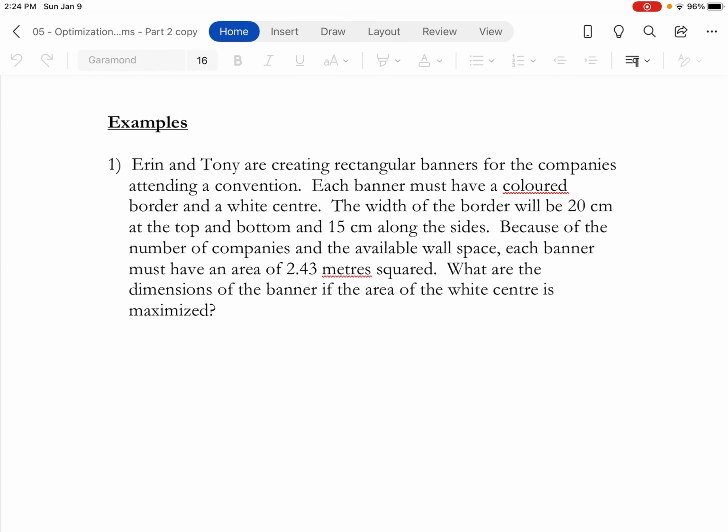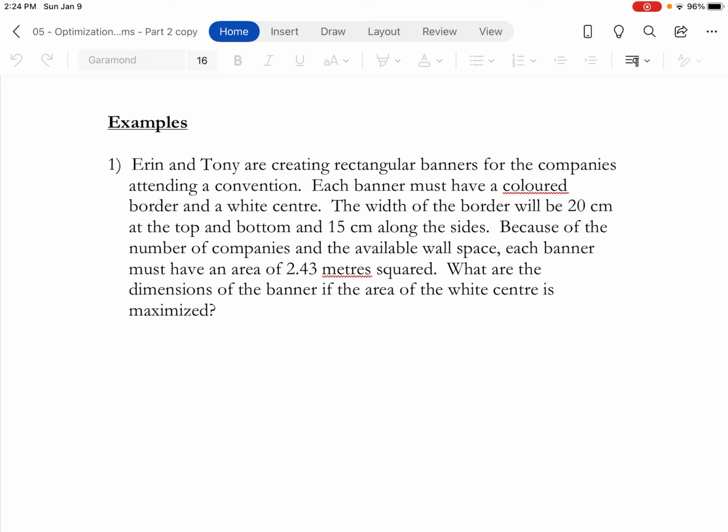Aaron and Tony are creating rectangular banners for the companies attending a convention. Each banner must have a colored border and a white center. The width of the borders will be 20 centimeters at the top and bottom and 15 centimeters along the sides. Because of the number of companies and the available wall space, each banner must have an area of 2.43 meters squared. What are the dimensions of the banner if the area of the white center is to be maximized?